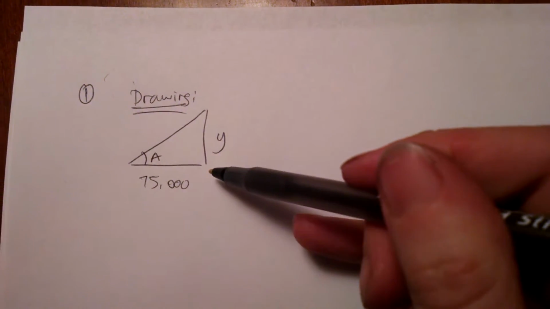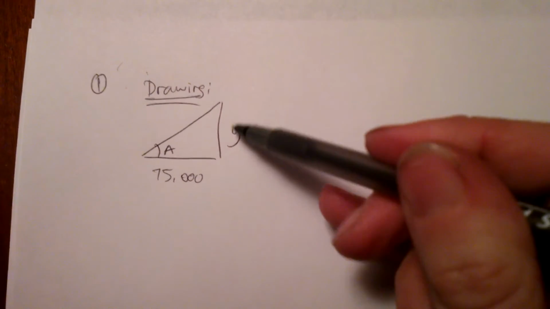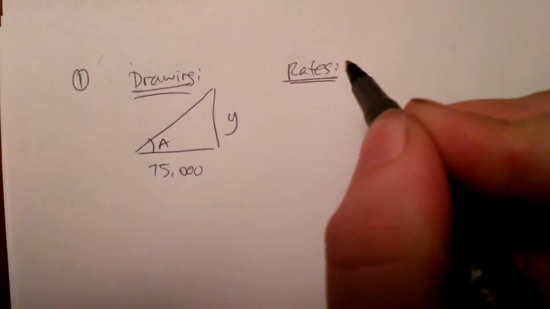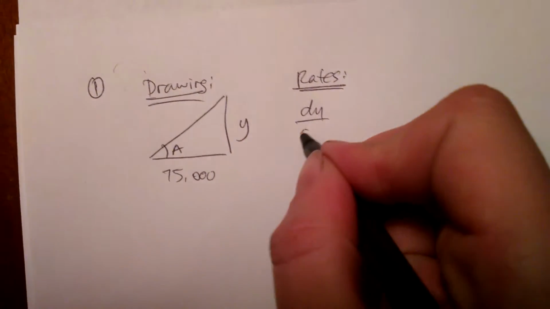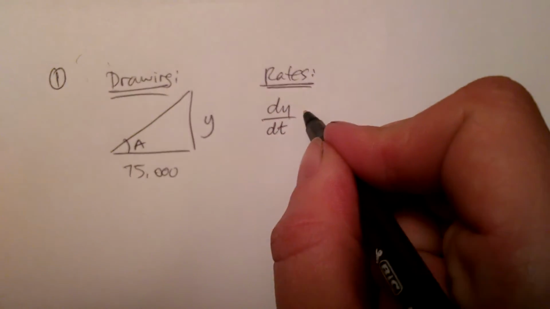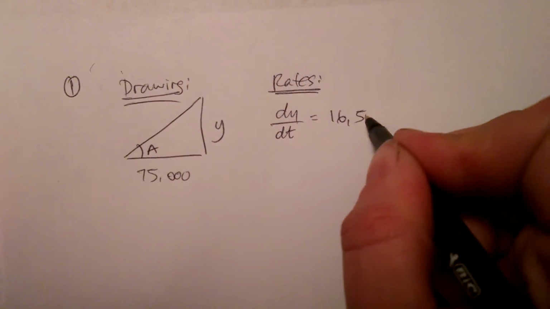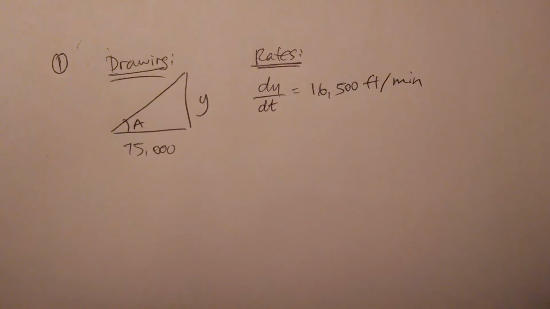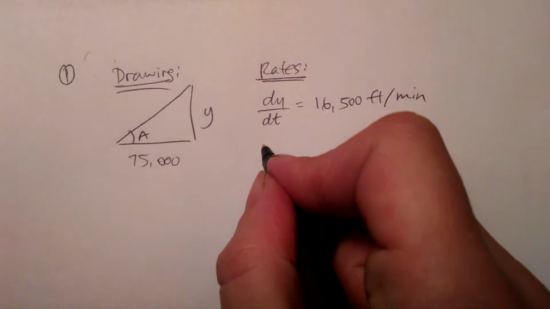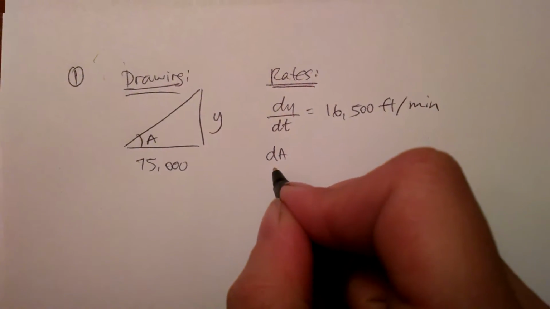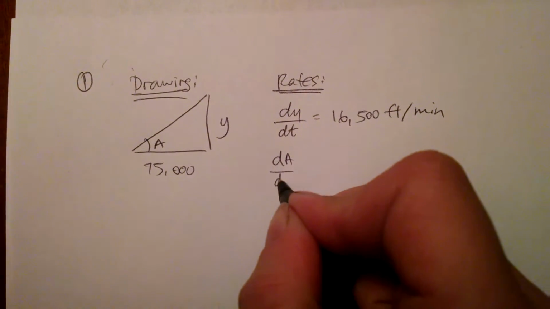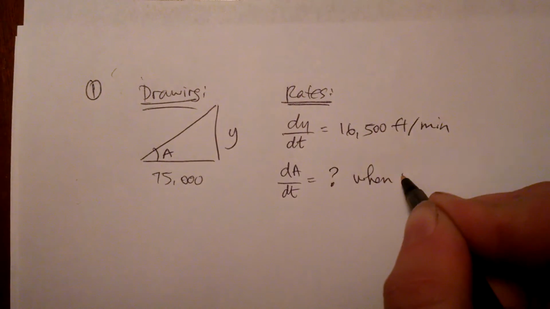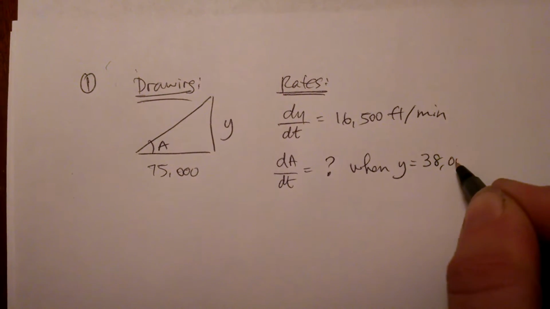Since it's rising 16,500 feet, that's a rate for dy over dt. So let's start filling out our rates over here. So we know that dy over dt, so that's how much it's going up in terms of time, is 16,500 feet per minute. Okay, and then they're asking us to solve for the change in the angle of elevation. So A stands for angle of elevation in time. So we're looking for what that is when y is 38,000 feet.